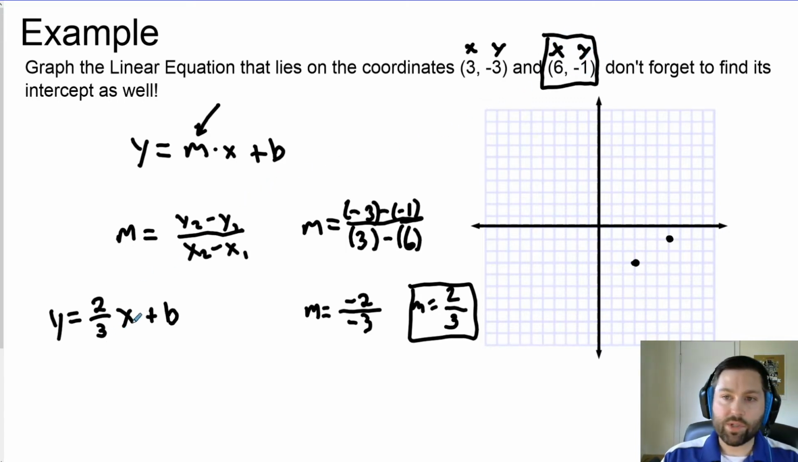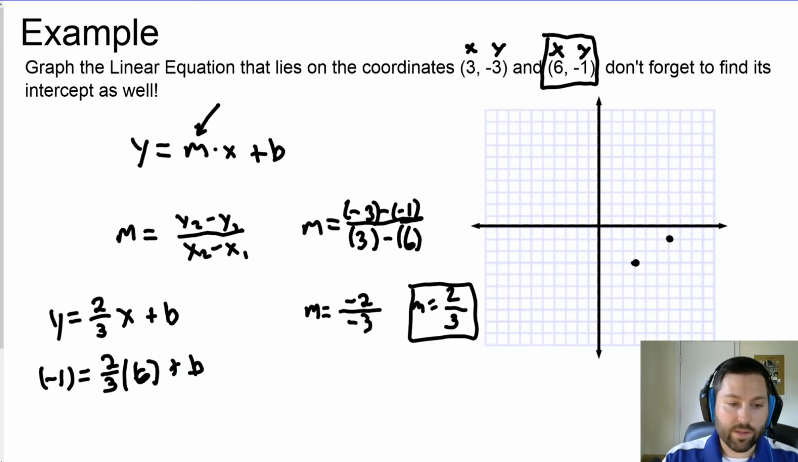And I'm going to substitute the -1 in for y. I'm going to evaluate it for that. And I'm going to evaluate when x is 6. So plus b, that is a 6. Not a great looking 6. Let me fix it.